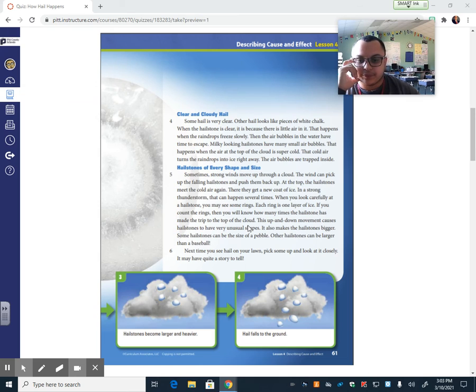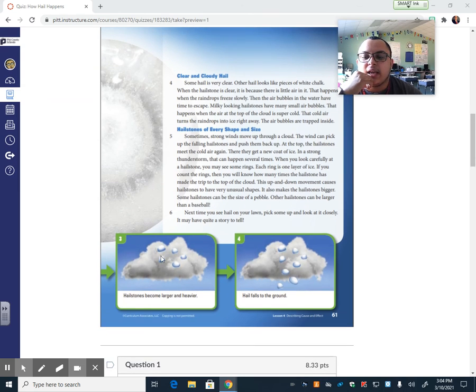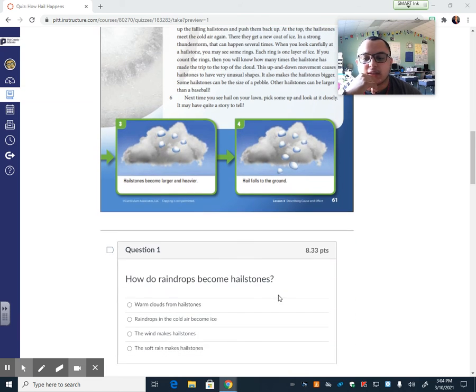This up and down movement causes hailstones to have very unusual shapes. It also makes hailstones bigger. Some hailstones can be the size of a pebble. Other hailstones can be larger than a baseball. Next time you see hail on the lawn, pick some up and look at it closely. It may have quite a story to tell. All right, so here is the other part of the journey. Hailstones become larger and heavier, and then hailstones fall to the ground.